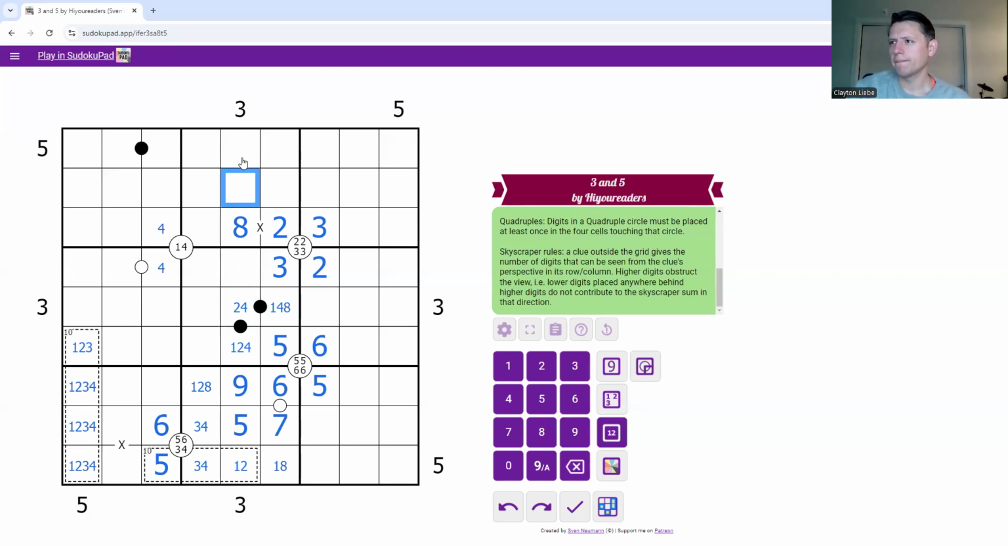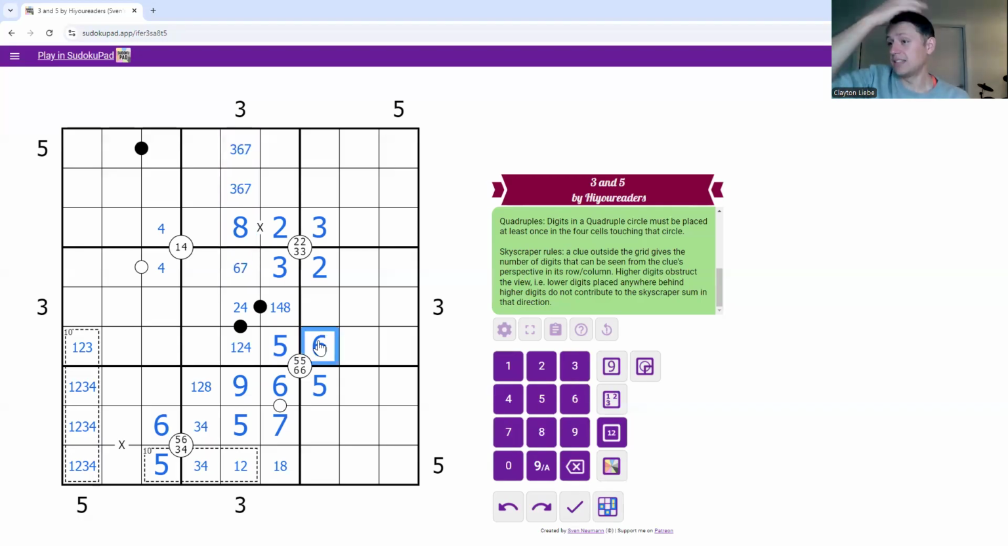So now, well, what are our options? We should be able to figure this out now with this clue. 1, 2, 4. We'll need a 3 somewhere that's not here. We'll need 1, 2, 4, 5, 6, and 7.